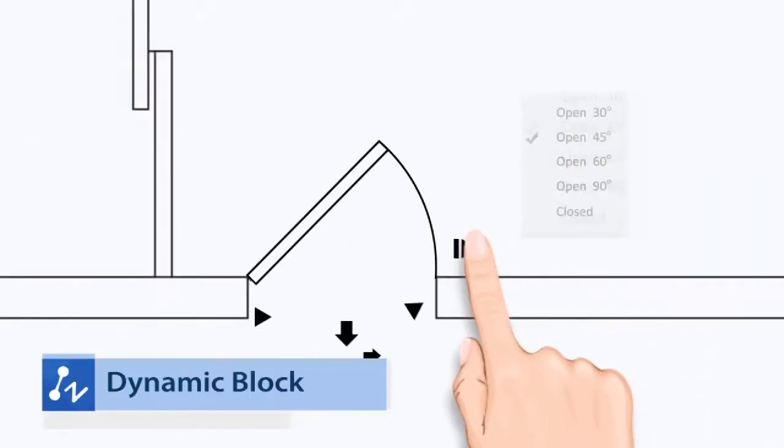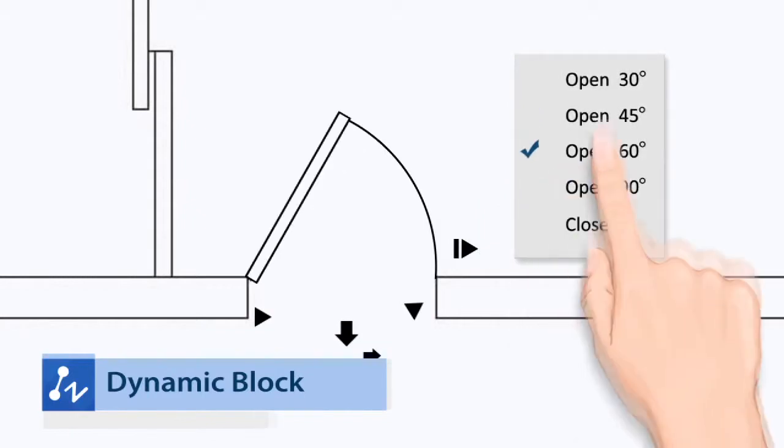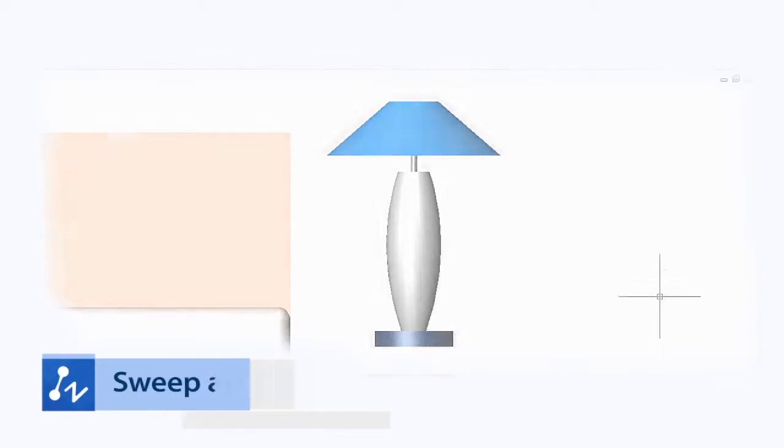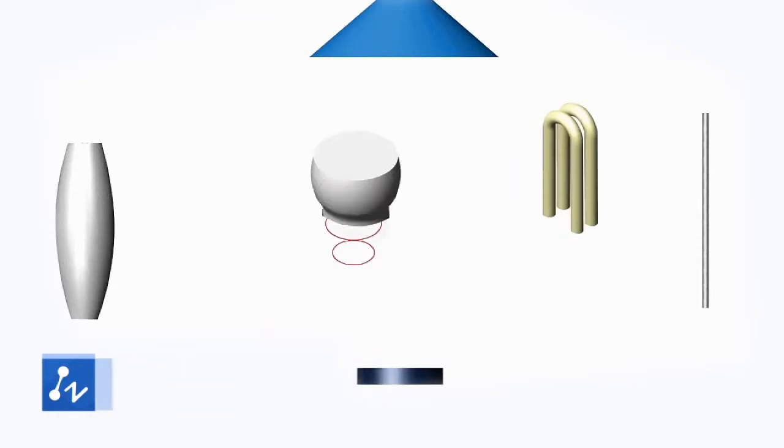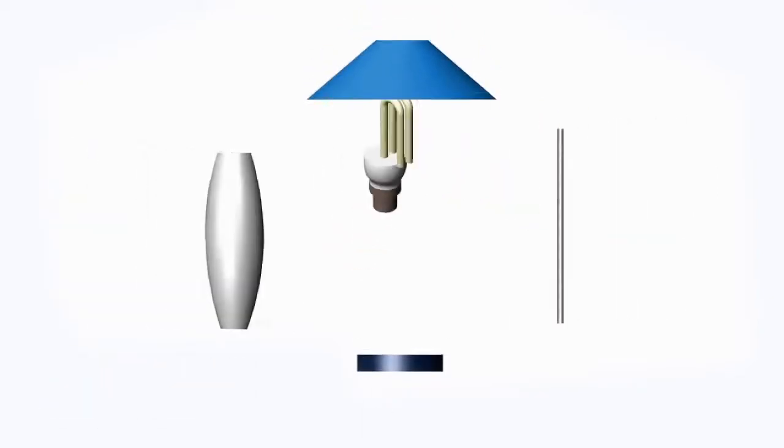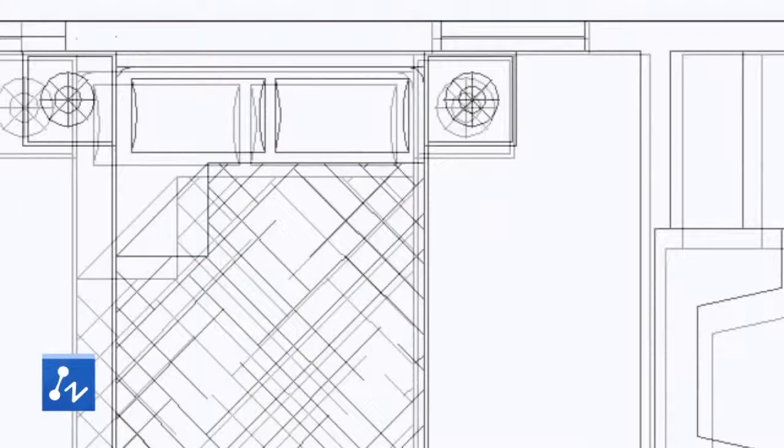Dynamic block lets Brian modify blocks quickly. Selecting a parameter to change the object eliminates the need to draft again. Sweep and Loft enables Brian to transform 2D models into 3D easily. Simply draft a cross-section or set an intersection, and Sweep and Loft will do the rest.